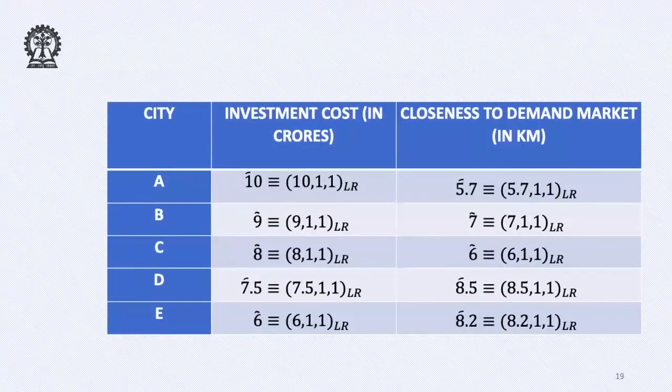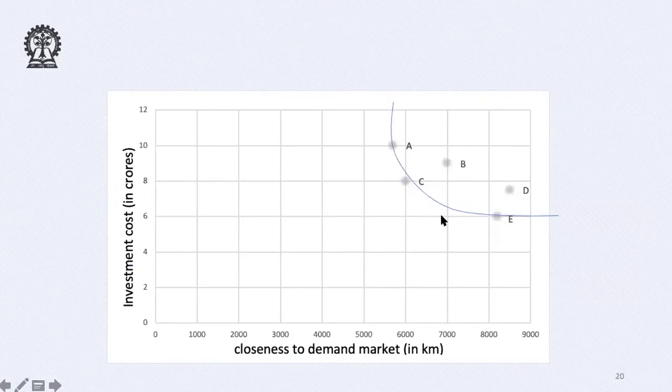And you see, very nicely we can just draw the options. On the x-axis, we put the closeness to demand market. On the y-axis, the investment cost in crores. You see the options are A, B, C, D, E. Could you see the option A here? Am I audible to everybody? Yes, Professor, you're audible. Okay, thank you.